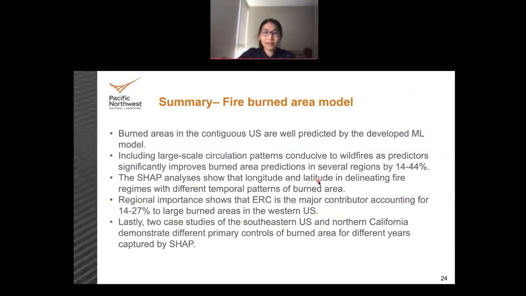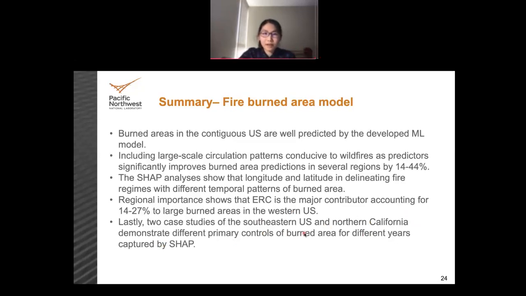Okay. So just a quick summary of the burn area model. We built a machine learning burn area model for the CONUS, and we found that including the large-scale circulation patterns helps the prediction. And we identify ERC as the major contributor to the large fires in the Western US. And then we can utilize SHAP to identify the key drivers for the two case studies in the southeastern US and Northern California. Okay, so that's the first part of my presentation.